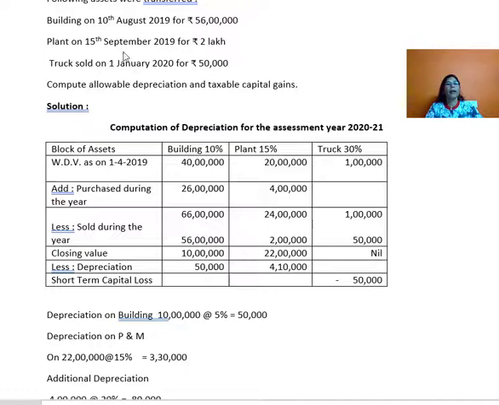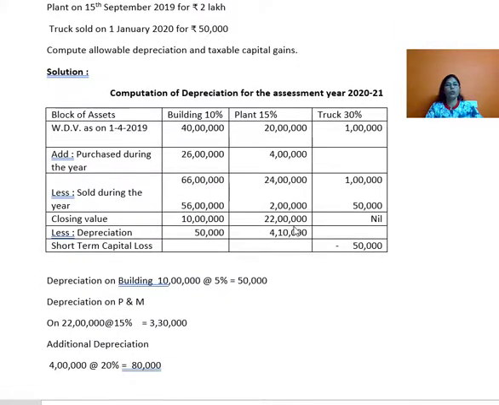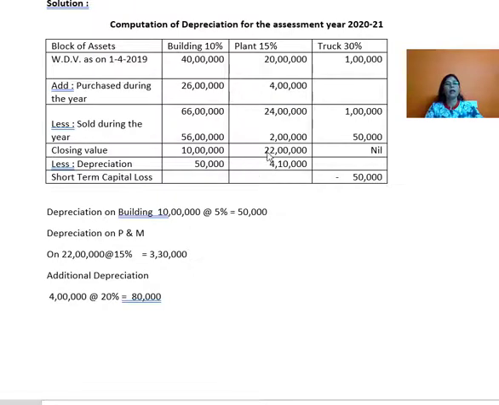Depreciation on plant and machinery. The new plant was purchased on 1st July 2019 for rupees 4 lakh. So here there is closing value of 22 lakh. On this entire block of 22 lakh we can charge 15%, because even that plant costing 4 lakh rupees is also used for more than 180 days. Therefore, on this entire block, that is 22 lakh, we are charging at the rate of 15%. That is normal depreciation. It comes to 3,30,000.